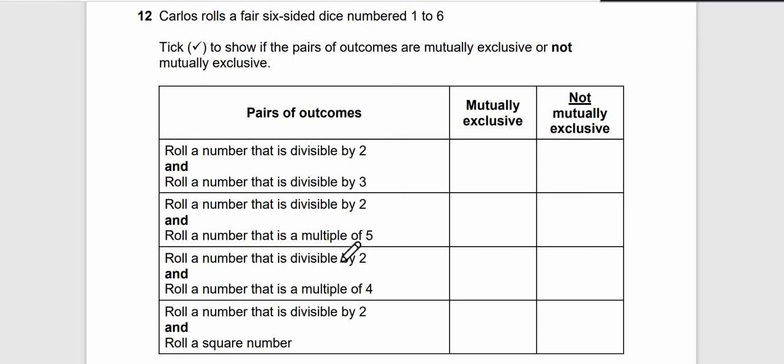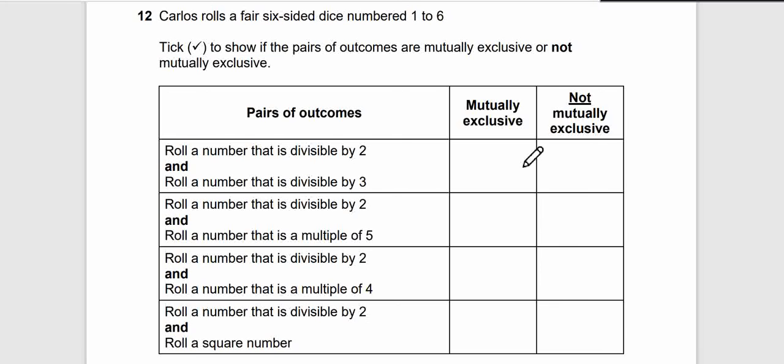Next, roll a number that is divisible by 2 and roll a number that is a multiple of 4. Which one should we choose? Next, roll a number that is divisible by 2 and roll a square number. Which one should we choose? So we've got 10 seconds from now. If you have not finished, you may pause this video. 10, 9, 8, 7, 5, 4, 3, 2, 1.